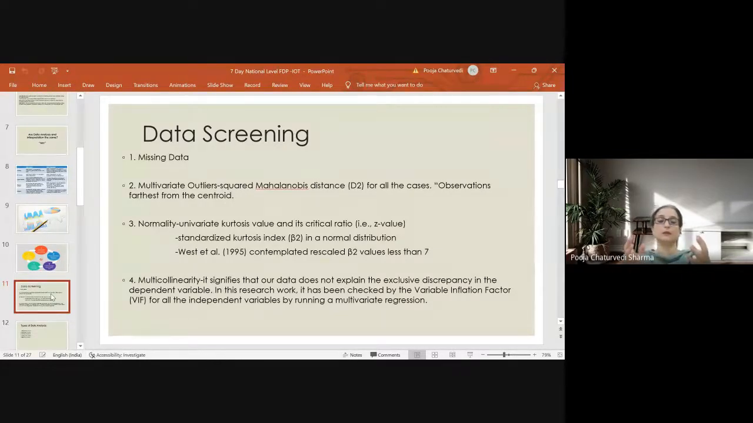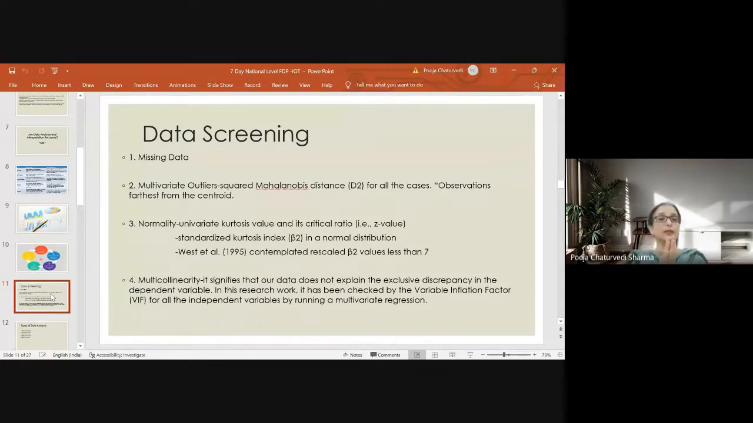When you talk about the kurtosis index, we use the value of Z. If the kurtosis index value is less than 7, we say the data is fine, the data is normal. And when you talk about Z values, the values should be in the center. They should not be inclined, either on the extreme positive or extreme negative. Then the data is skewed, and we do not want skewed data. We want the majority of the data to lie in the center.